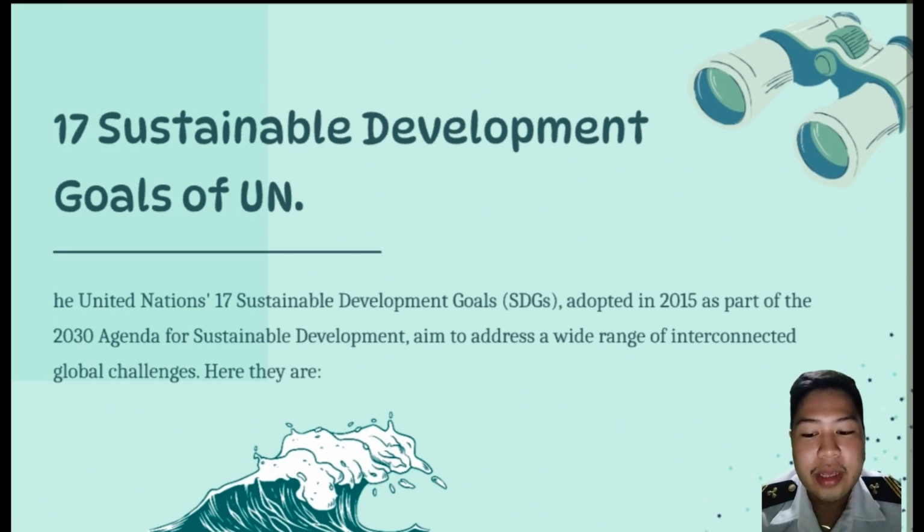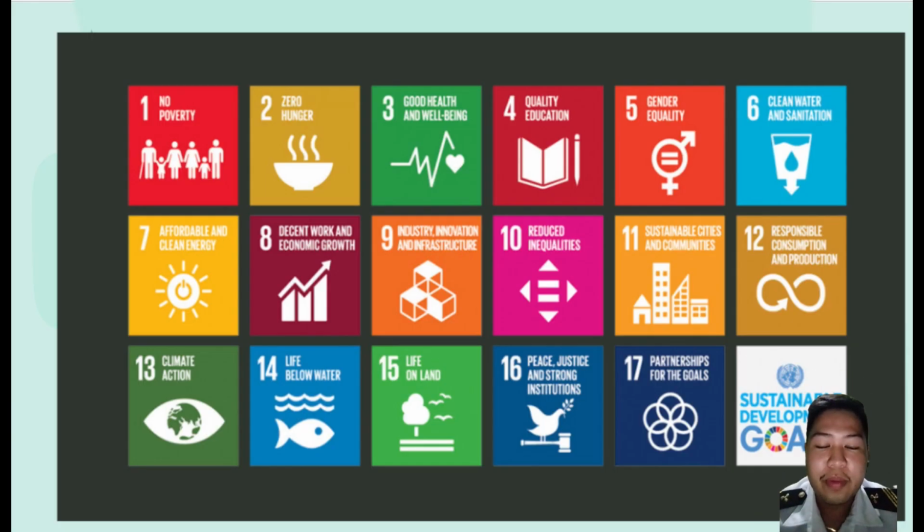So, here they are. No poverty: end poverty in all its forms everywhere. Zero hunger: end hunger, achieve food security and improve nutrition, and promote sustainable agriculture. Good health and well-being: ensure healthy lives and promote well-being for all at all ages.